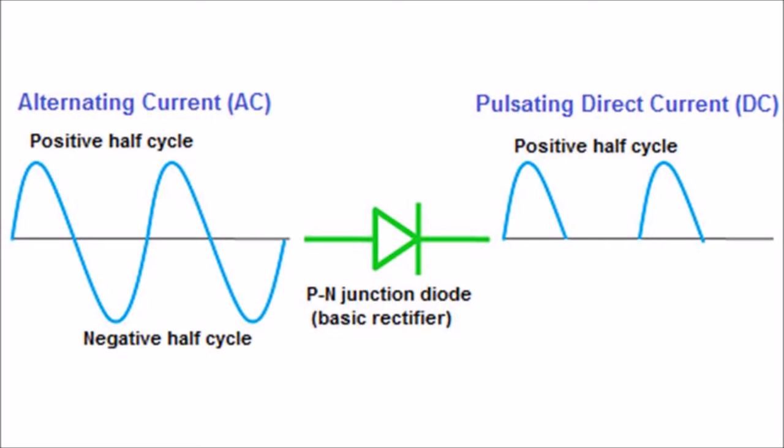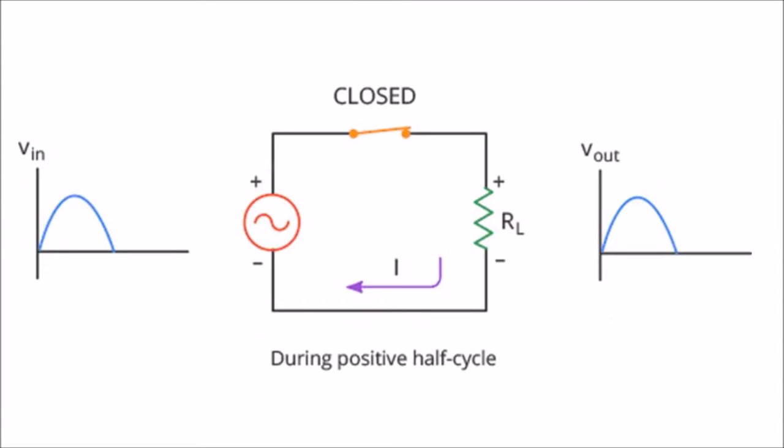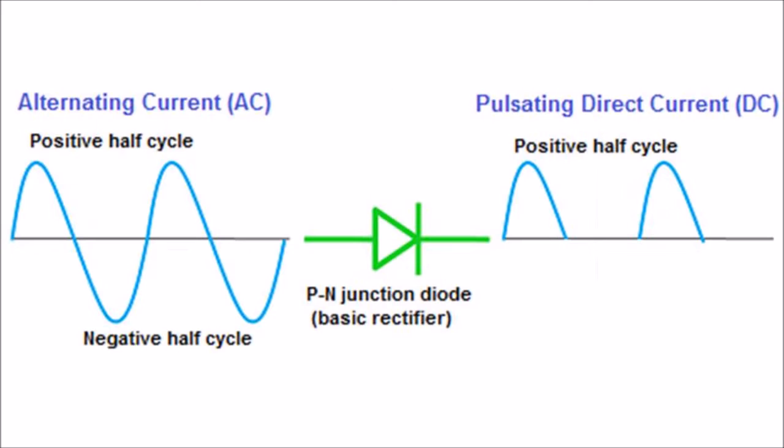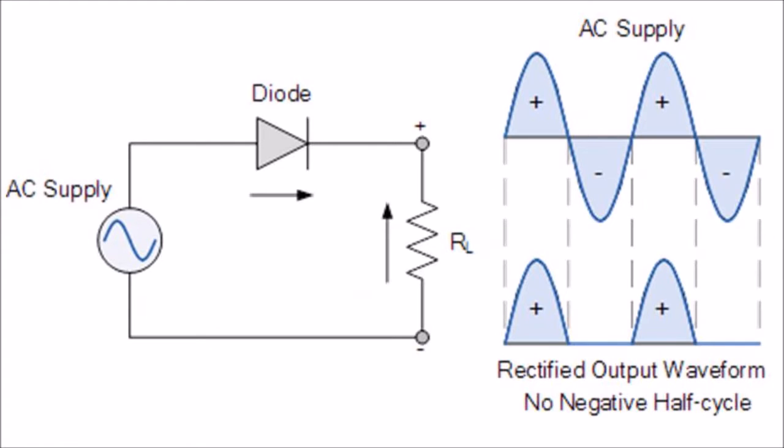However, for all practical purposes, we assume that the diode is forward biased whenever the AC input voltage goes above 0. While conducting, the diode acts as a short circuit so that the circuit current flows and produces a voltage across the load resistor RL. The voltage produced across the load resistor has the same shape as that of the positive half cycle of the AC input voltage.